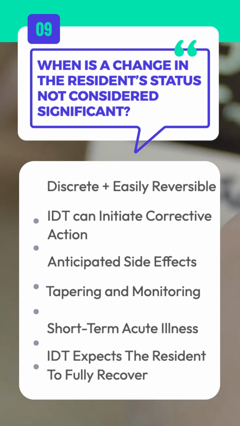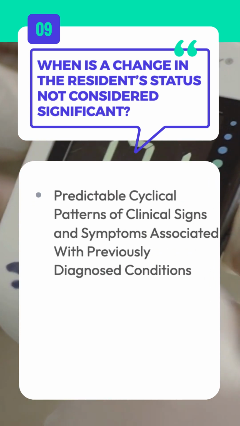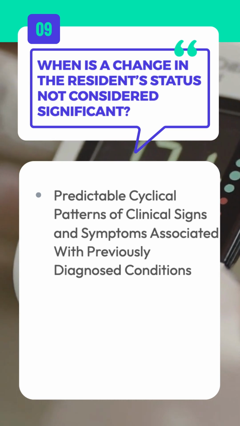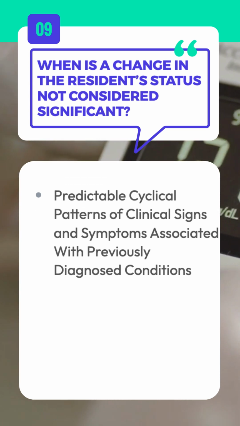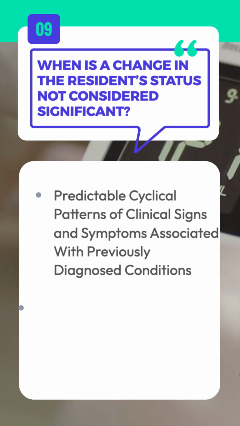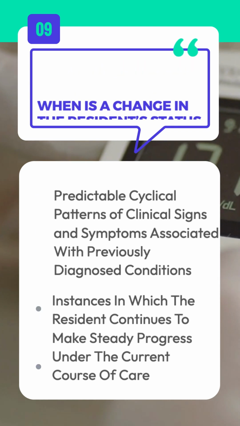Well-established, predictable cyclical patterns of clinical signs and symptoms associated with previously diagnosed conditions, such as depressive symptoms in a resident previously diagnosed with bipolar disease, would not precipitate a SIG change. Instances in which the resident continues to make steady progress under the current course of care.